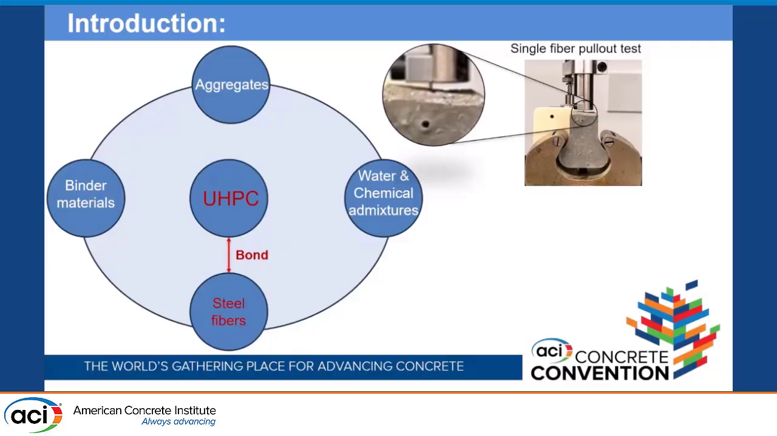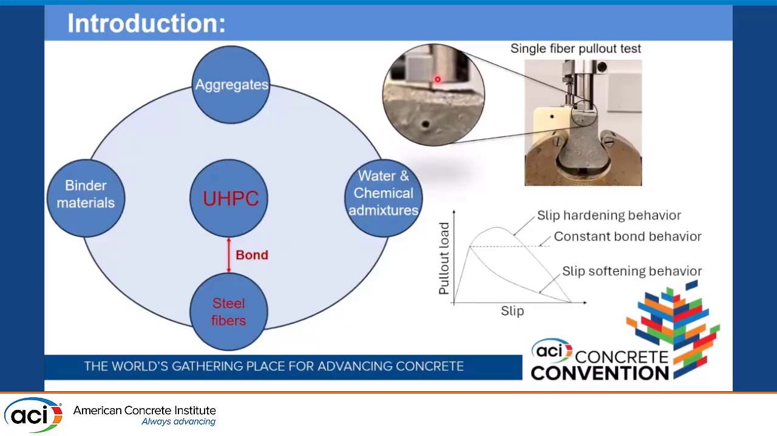Now to study the bond, we use the single fiber pullout test, where we embed the fiber into the UHPC matrix and try to pull this fiber out, and we plot the pull-out load against the displacement of the fiber, which we also call slip. The pull-out load-slip relation can look like this. We can have either slip hardening behavior or slip softening behavior, and sometimes a constant bond behavior in between.